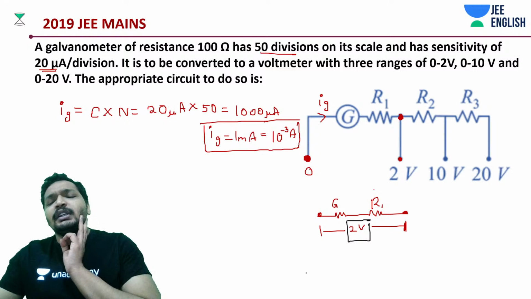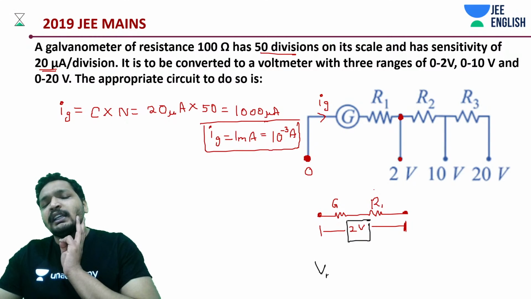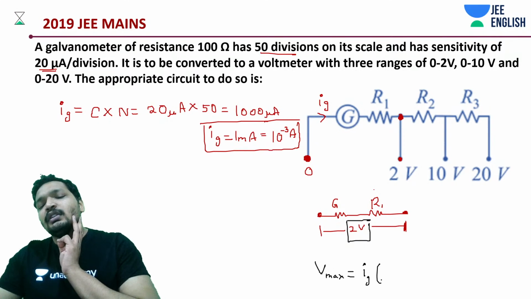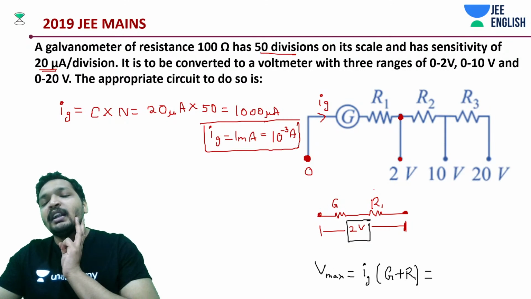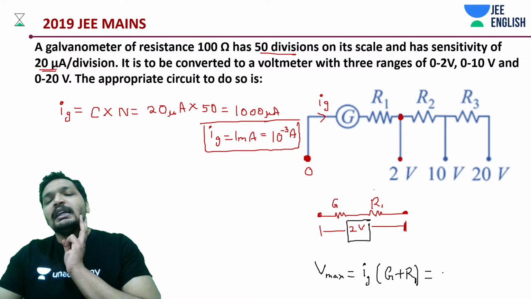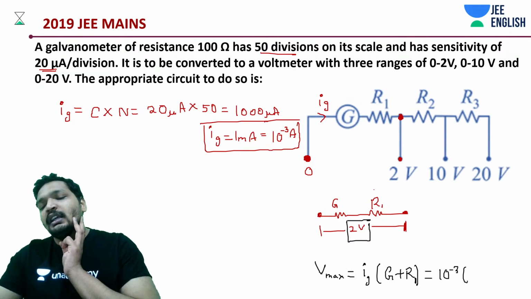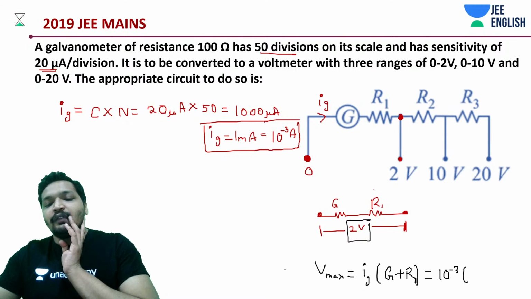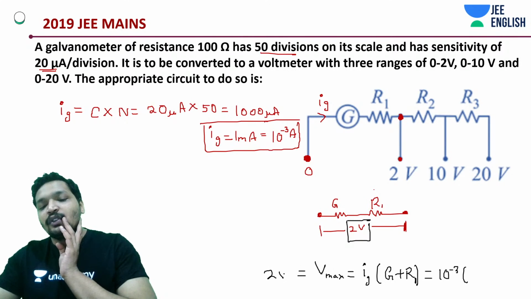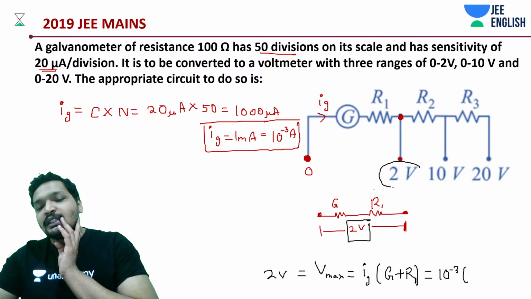So what should be the V max in this case? V max should be something like Ig into G plus R1. Be very careful about this. It's actually a very good question. 10 to the power minus 3 into, okay, we know V max is 2 volts. We don't know the value of resistance. So V max is given to us as 2 volts, and we have G to be 100 ohms, and we need to find out R1.